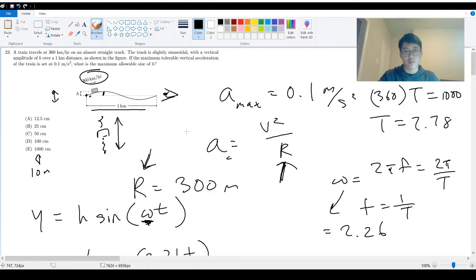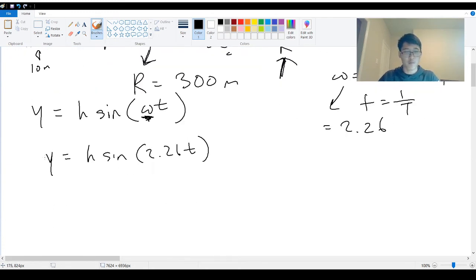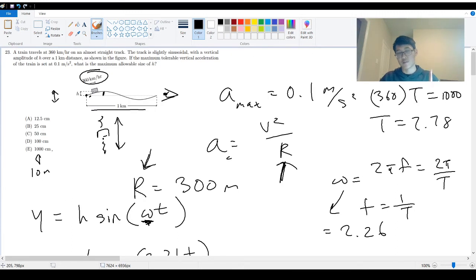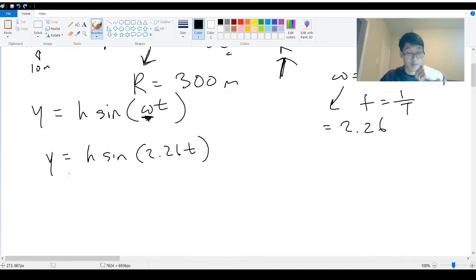And actually this will give us the answer, because what we can do is we can take the double derivative of y, right? And that'll give us the acceleration in the y direction, which is what we want, right? We're looking for the vertical acceleration of the train, so we take the double derivative of y, we get the vertical acceleration of the train. And then if you calculate the double derivative, you're basically just taking the coefficient in front of here out twice, so you get 2.26 squared h times sine of blah blah.